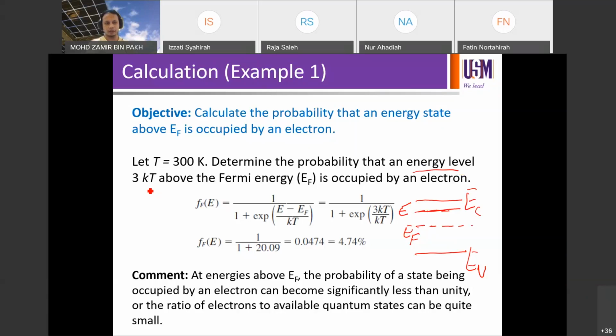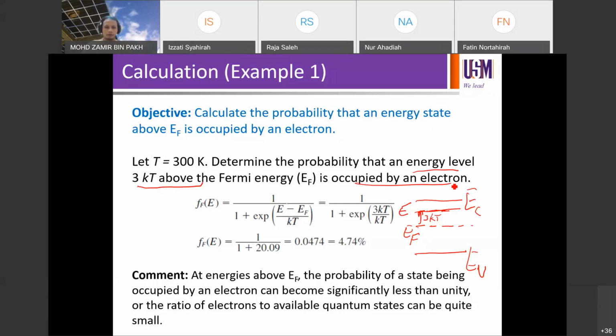Sometimes I find students cannot translate this statement into a mathematical equation. Well, sometimes it's the simple question that kills you, right? You may do a complex calculation, but you may miss a simple one. So please beware. Energy level 3 kT above EF, so that's 3 kT, right? And occupied by an electron. So you want to calculate the Fe of your electron, right?